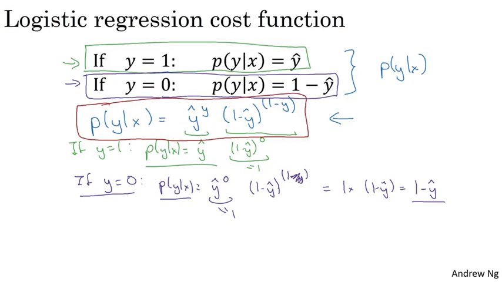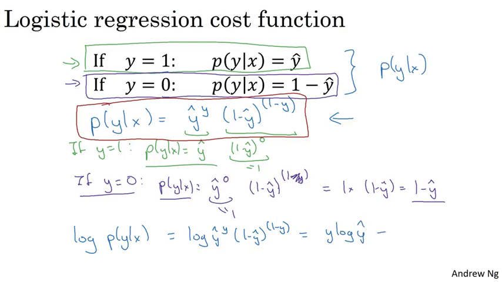Now, finally, because the log function is a strictly monotonically increasing function, maximizing log of p of y given x should give you a similar result as optimizing p of y given x. And if you compute log of p of y given x, that's equal to log of y hat to the power of y times 1 minus y hat to the power of 1 minus y. And so that simplifies to y log y hat plus 1 minus y times log 1 minus y hat, right? And so this is actually negative of the loss function that we had defined previously.